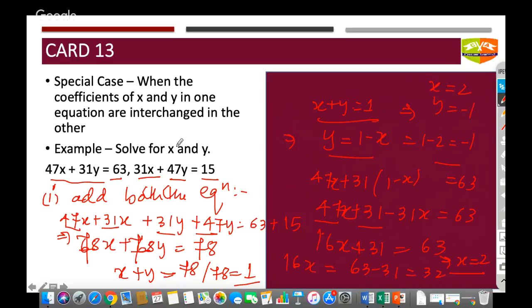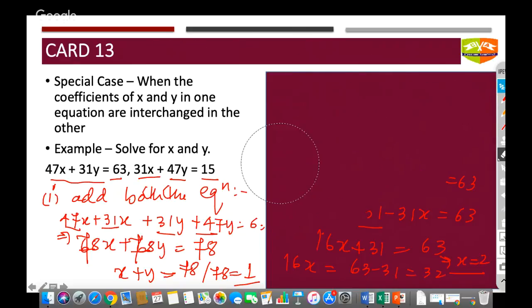What we need to take care of in this particular case is that whenever the x and y coefficients are interchanged, we need to add the equations. This is the one thing we need to take care of, and after that we can do it with either the substitution or elimination method.